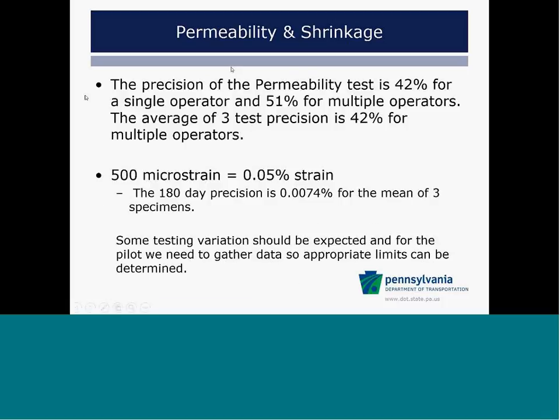And the reason for that was the precision of the permeability test is 42% for a single operator and 51% for multiple operators. So the test itself is not super accurate. Saying 2,000 coulombs, you could have a mix that has good durability but tests outside the 2,000 coulombs. It's kind of the same thing for the microstrain. But since it is a pilot, we want to gather the data and figure out where we need to go.